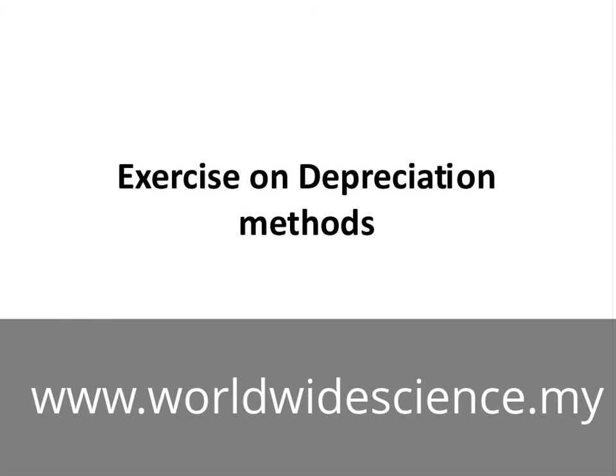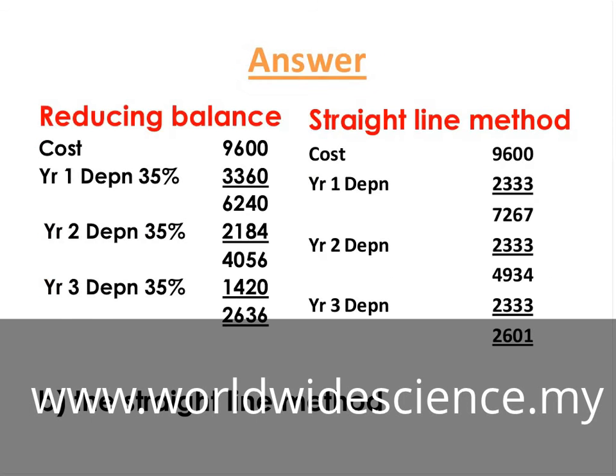So let's see, we have solutions. Here is the answer. First, let's see the straight line. The formula for the 3 years would be: we take the total cost for the machinery minus the value we are getting from the selling, 2,600, and divide it by 3 years, right? And we will get 2,333 for each year.